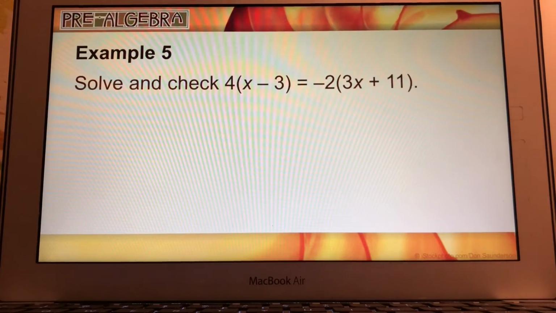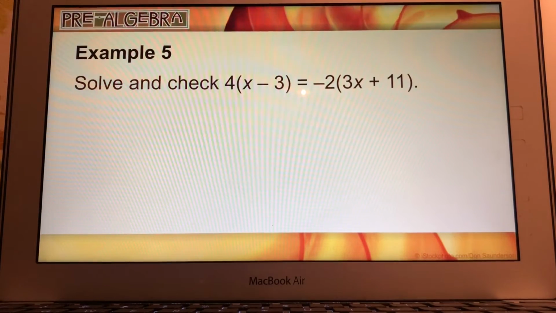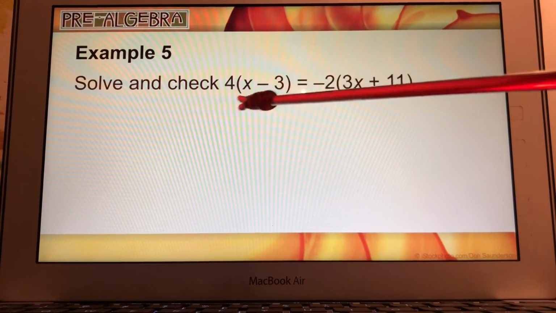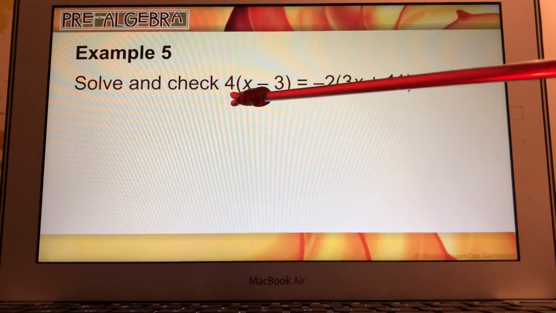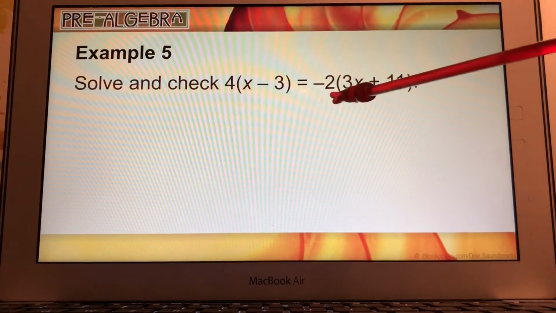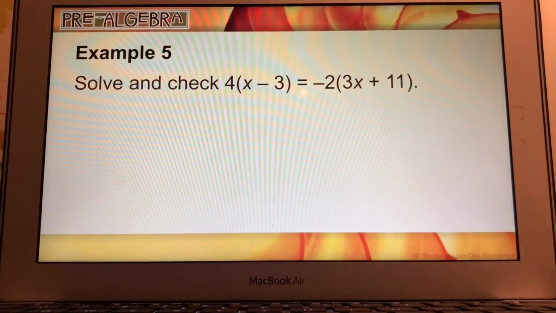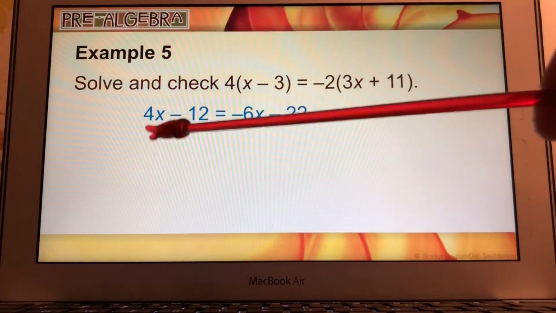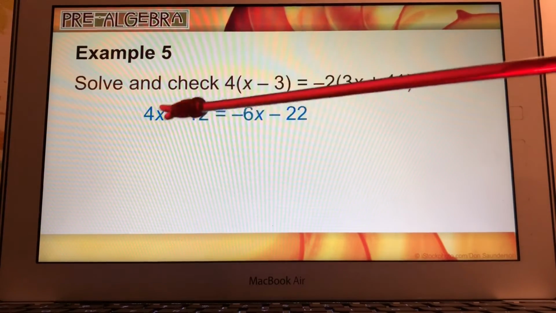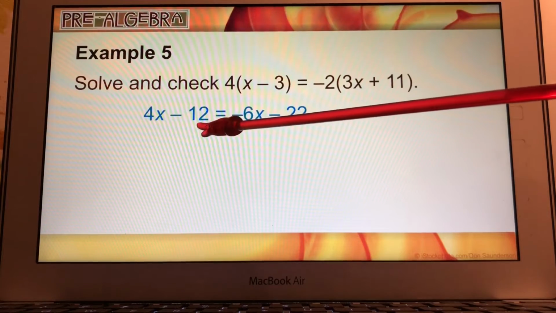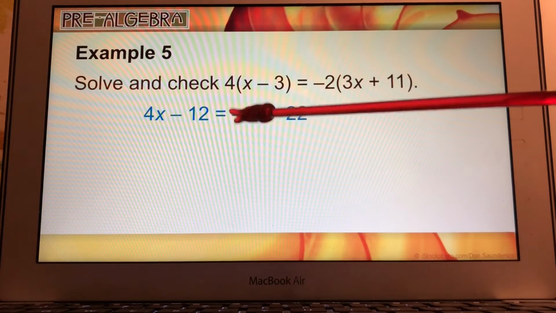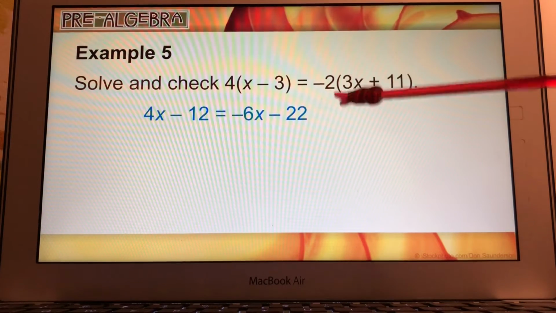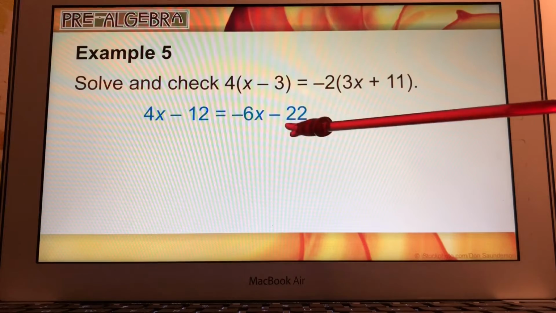All right, now we have a little bit more of a complicated equation here. You have to use the distributive property on both sides of the equation. So I'm going to have to distribute my 4 here, and then the -2 here. I'm going to end up with 4x, and then 4 times -3 gives me -12. On this side, -2 times 3x is going to give me -6x. -2 times 11 is going to give me -22.